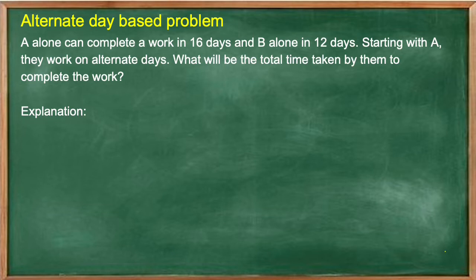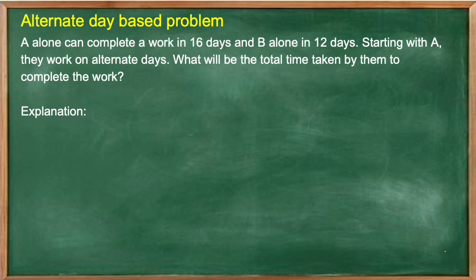Here, there are two persons of different capacity. First person is A, who does the work in 16 days, and the other person is B, who completes the same work in 12 days. These two persons work on alternate day basis, with A starting the work on first day, so B comes on the second day and does his part of the work. And on the third day, A comes again and does his part of the work, and so on. So in this way, how much time will be taken by them to complete this work?